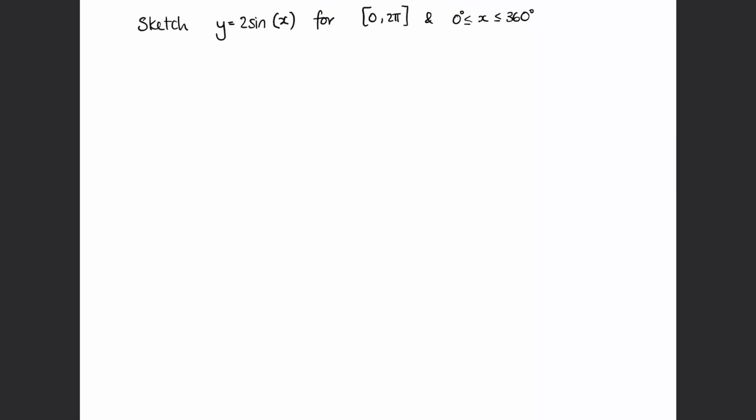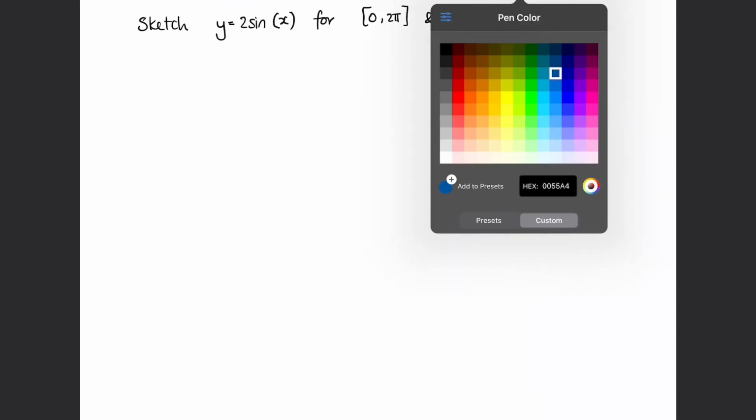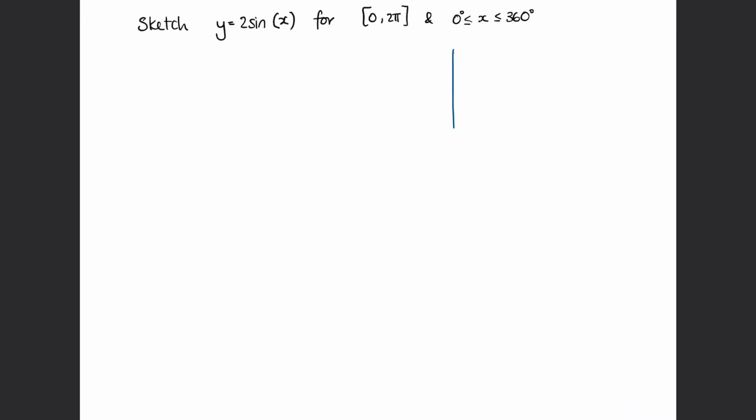So now if we move on, we've got another function where we've been asked to sketch it, and this time we're sketching y equals 2 times sine of x for a domain of 0 to 2 pi. Now, with a sine graph anyway, we know that it looks something like this. Again, no other transformations have happened, so we can expect it to look something like this.